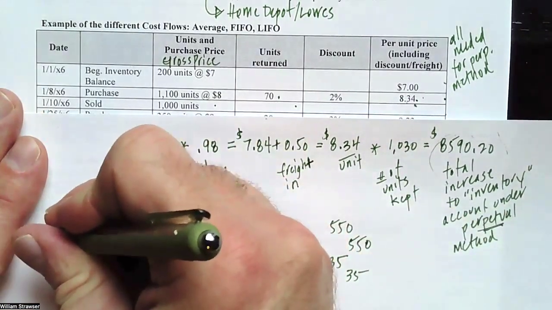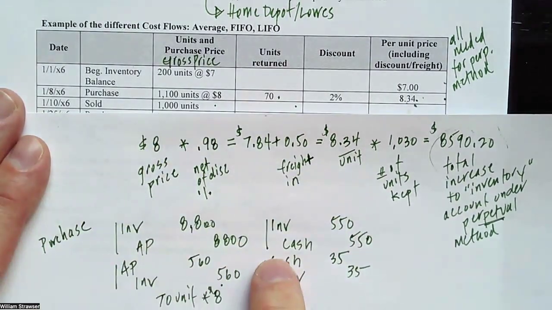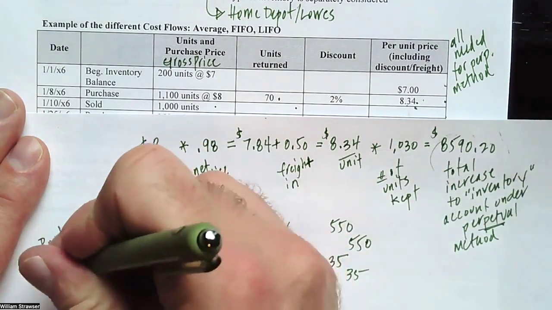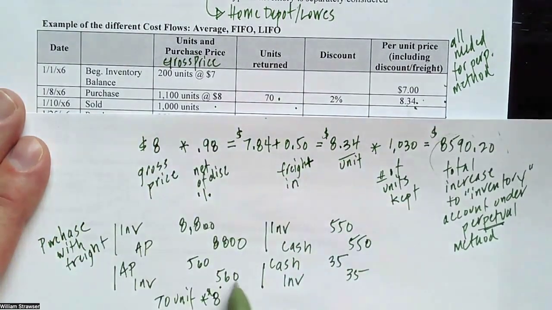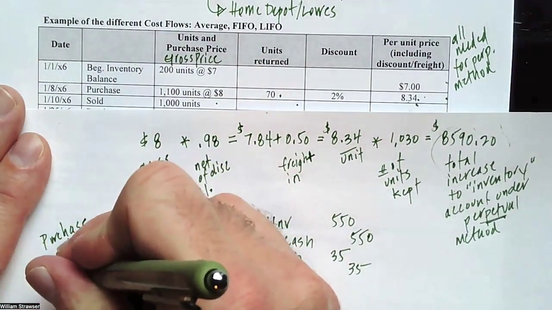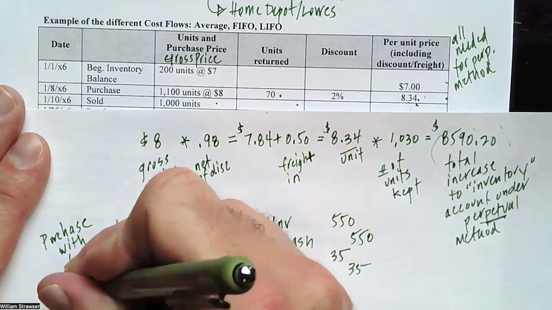So we got a purchase with freight just to make sure we remember exactly what these two entries are for. The first one is the purchase. The second one considers the amount of freight. And now we have a return with freight reimbursed.